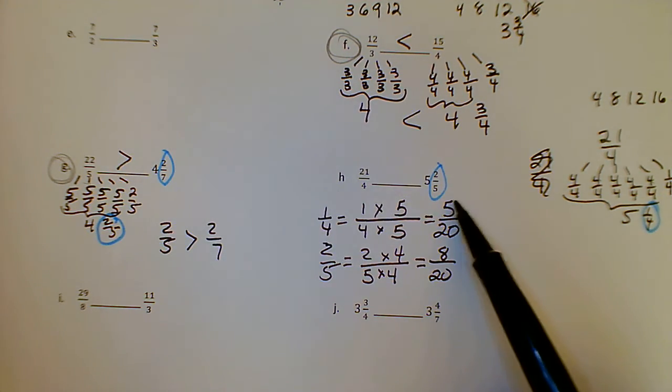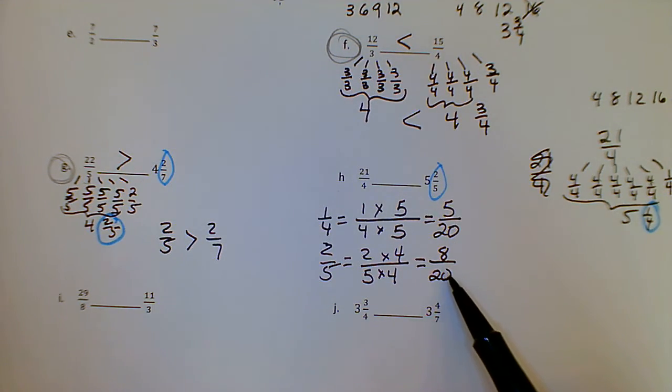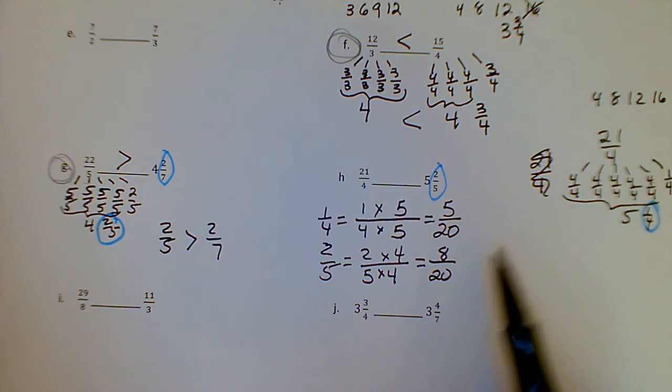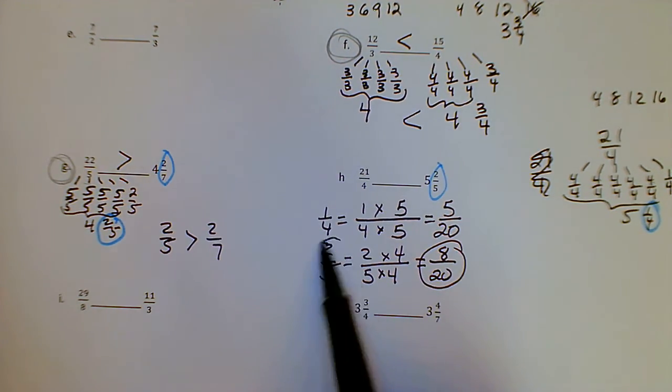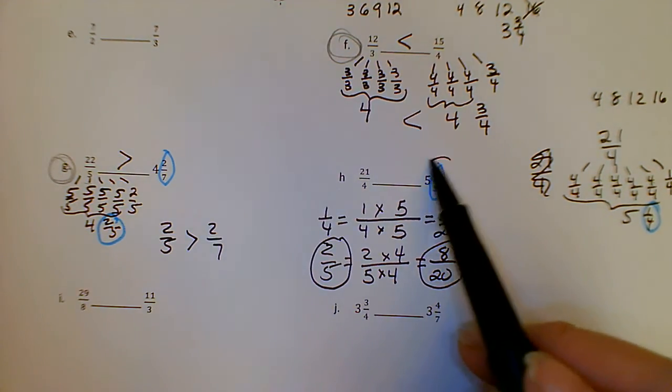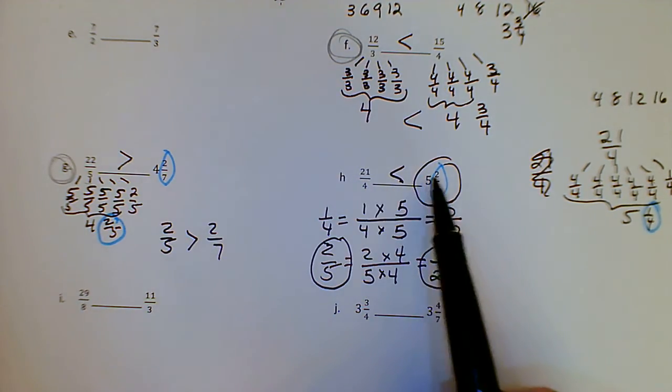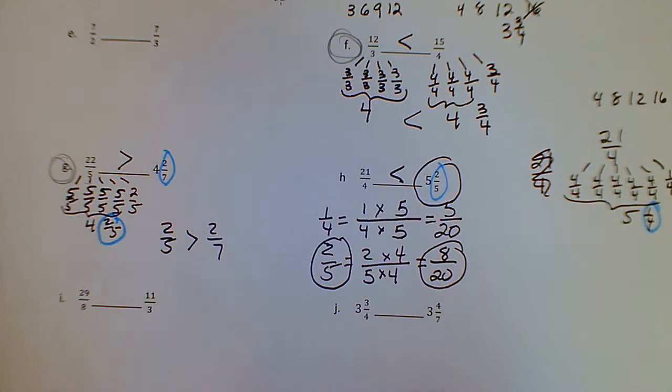And now what I can see is that I have 5/20 and 8/20. My denominator is the same, so the sizes of my pieces are the same. But here I have more of them. So this guy is clearly bigger, which means 2/5 is bigger, which means this is bigger. So now I know that 21/4 is less than 5 and 2/5.